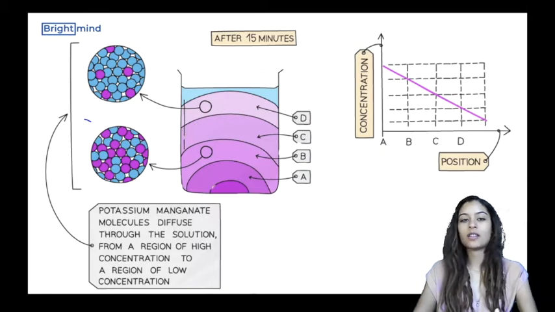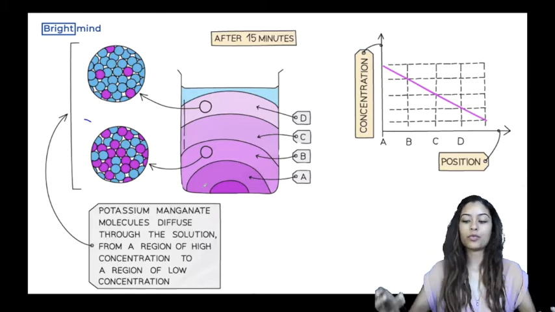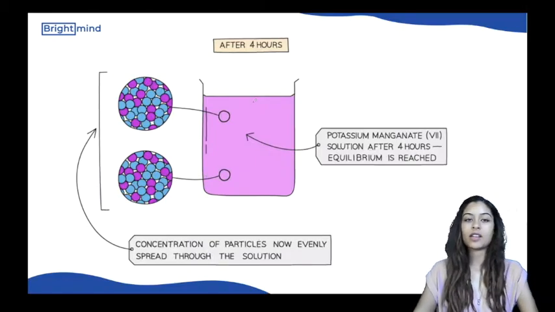So we can see that the potassium manganate molecules are diffusing evenly, slowly throughout the liquid. After 4 hours, we can see that it has been completely diffused throughout the entire beaker of water. We can see that because the particles are evenly mixed with the water at the top and at the bottom. So after 4 hours, an equilibrium has been reached.